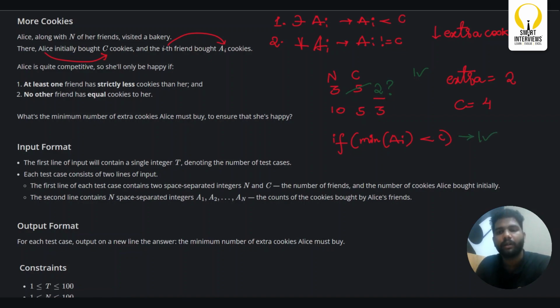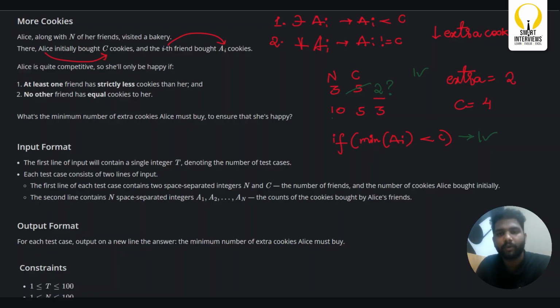Else, what should I do? I have to make it satisfy. So I have to increment C such that it should be greater than the minimum of A[i]. Why am I taking the minimum? Because that will give me the minimum number of cookies.